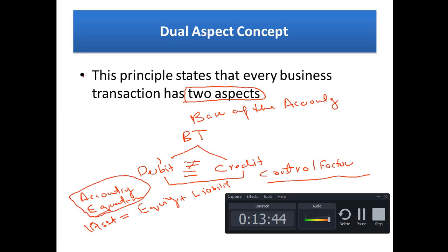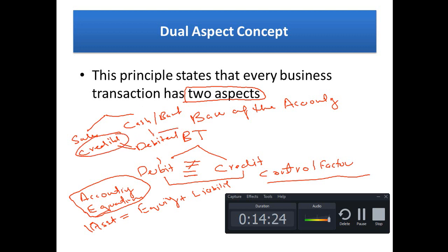For example, you are running a general store and you made some sale. A sale is a business transaction. So what are the two aspects of that sale? One aspect is sales will be credited, and cash or bank, if you have received through bank, will be debited. So at the end of the year, both will be equal. Why sales credit and why cash debit, and what is credit and what is debit, we will learn in our future videos. So this is the dual aspect concept.